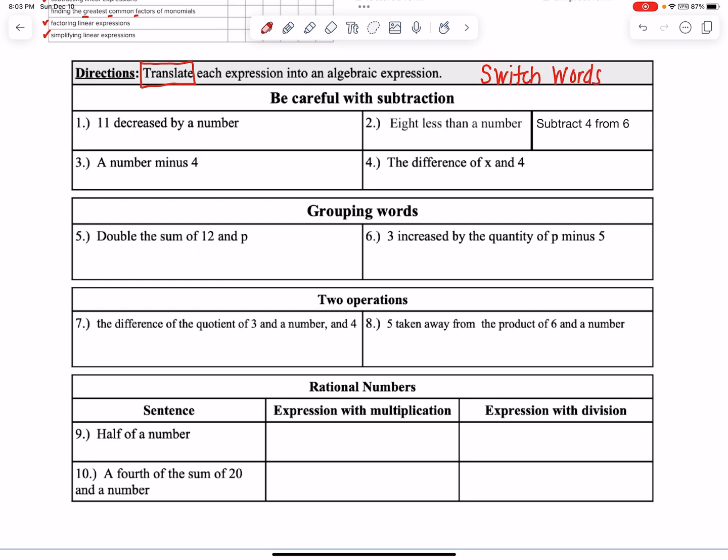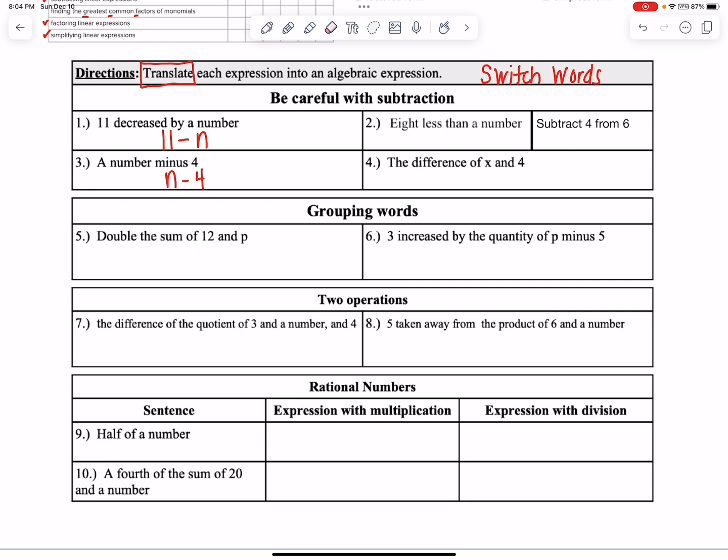In subtraction, a lot of them are nice and simple. Like, for example, number 1, 11 decreased by a number. For the variable for number, we're just going to use n. So we have the number 11, and it's decreased by a number. So that variable. We have 11 minus n, nice and easy. Order matters with these. So make sure that if you can put it in order, that you do put it in order. Otherwise, it'll be wrong.